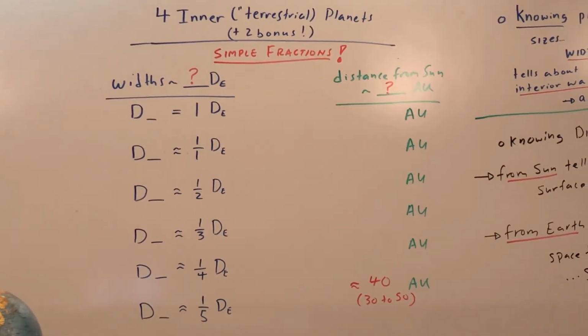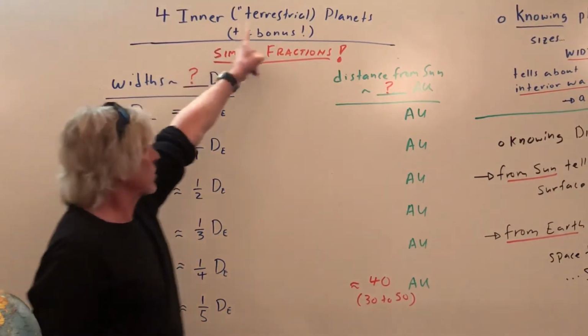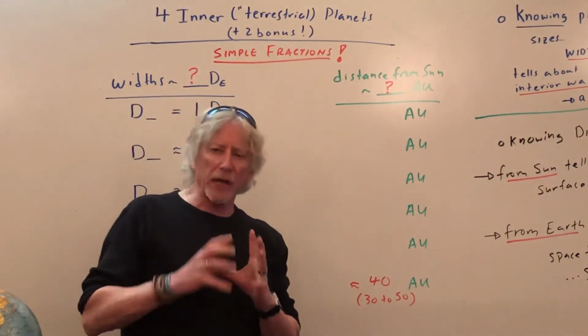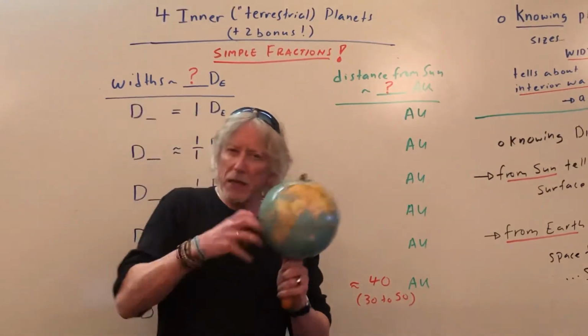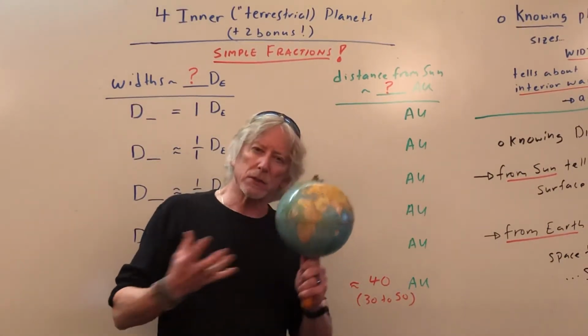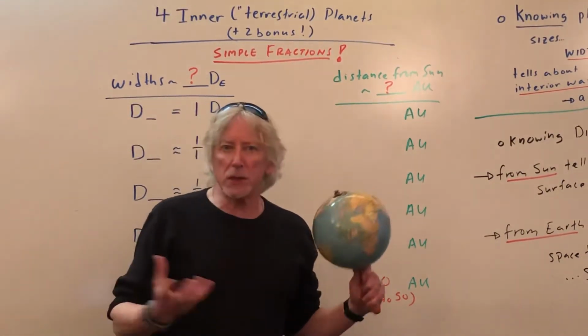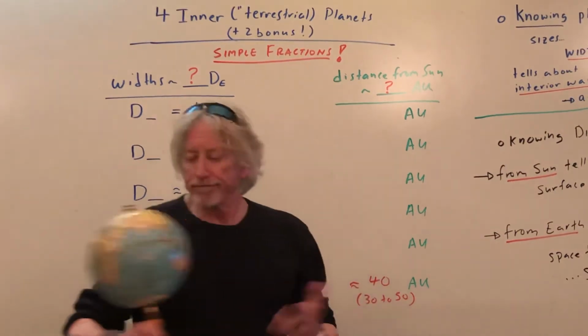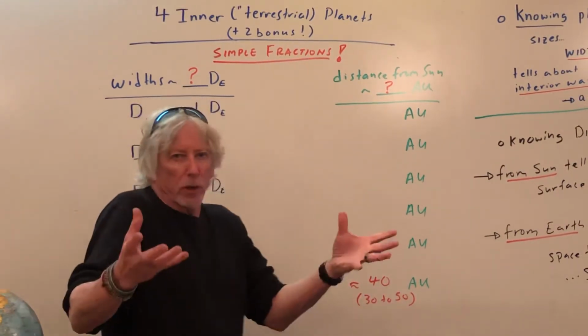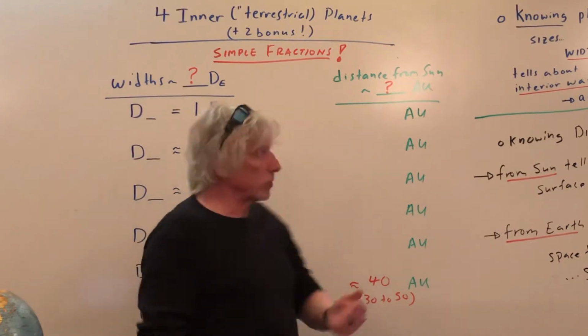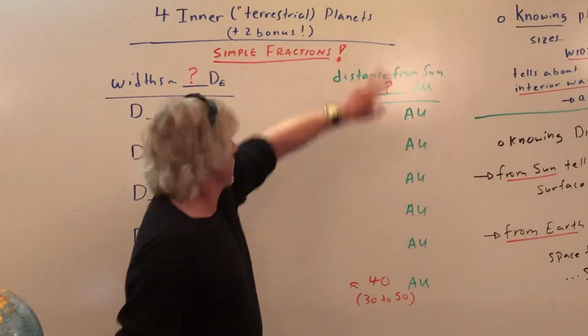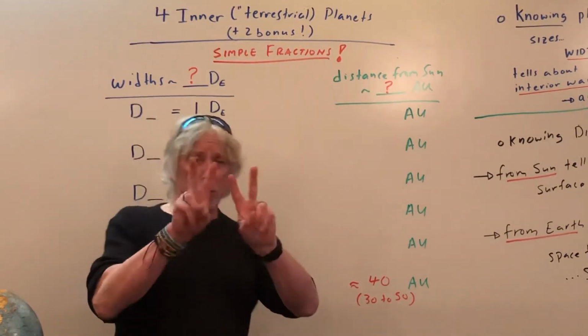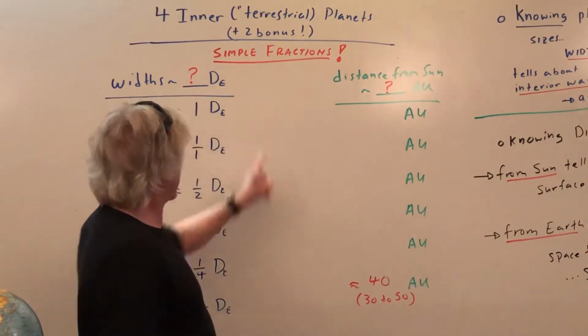So here, I've set it up to look at the 4 inner or terrestrial planets. They're Earth-like in that they're metal in the middle and rock around it. So that's pretty much the extent of it. I mean, that's why they're kind of Earth-like, but it doesn't mean they're just like Earth. Terrestrial, Earth-like planets. And you get two bonus today only.